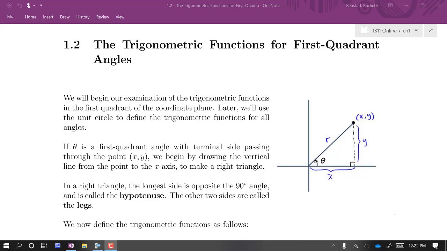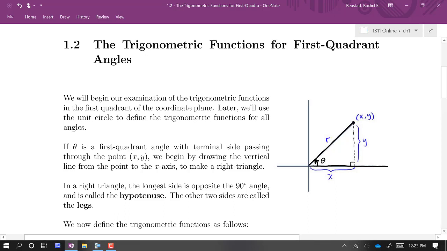And so we're going to start our study of trigonometric functions by focusing on trig functions for first quadrant angles. And what we mean by a first quadrant angle is, first, it has to be an angle drawn in standard position, meaning we always start at the positive x-axis, so down here along the bottom, and then we measure up counterclockwise. And if it's a first quadrant angle, that means that the terminal side, this side over here, ends up in the first quadrant. So a first quadrant angle is between 0 and 90 degrees.